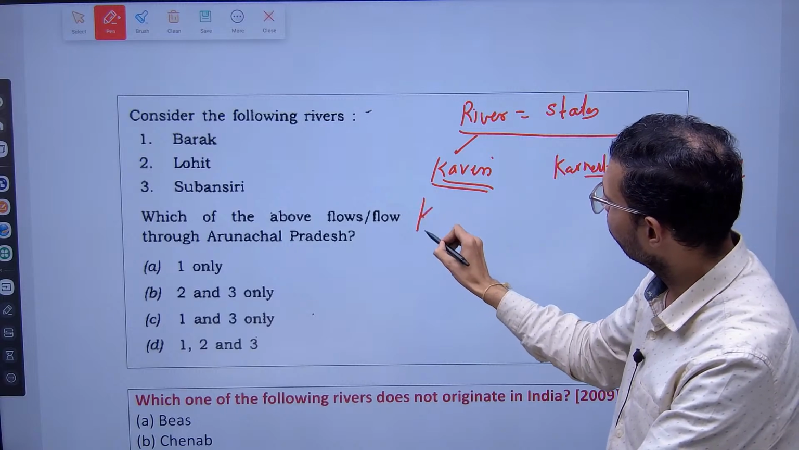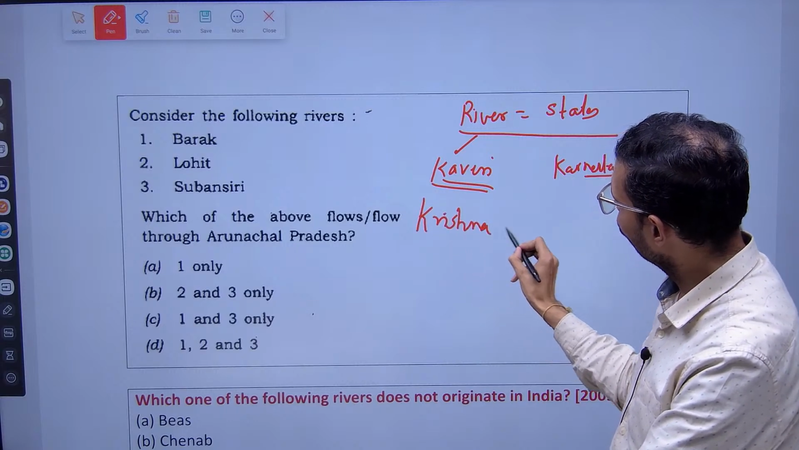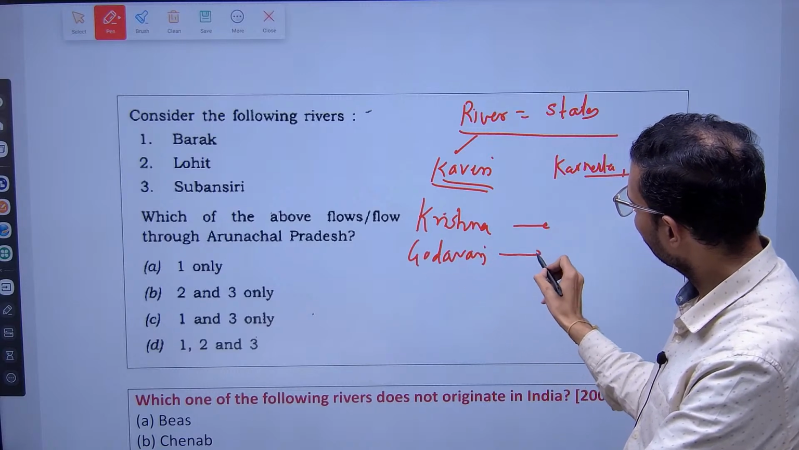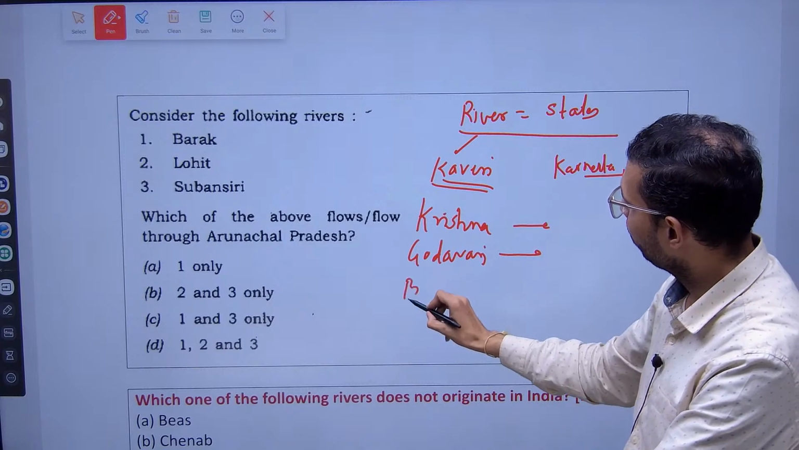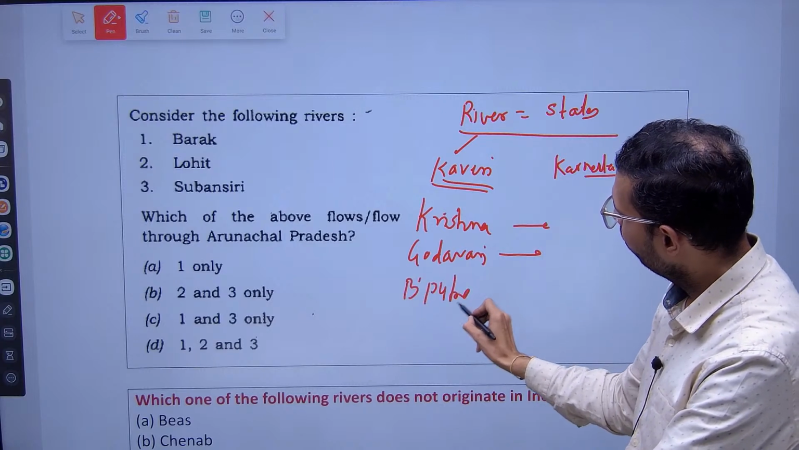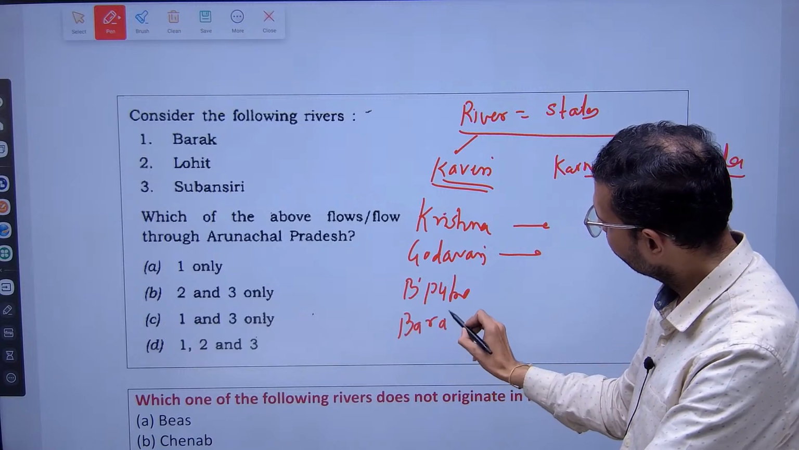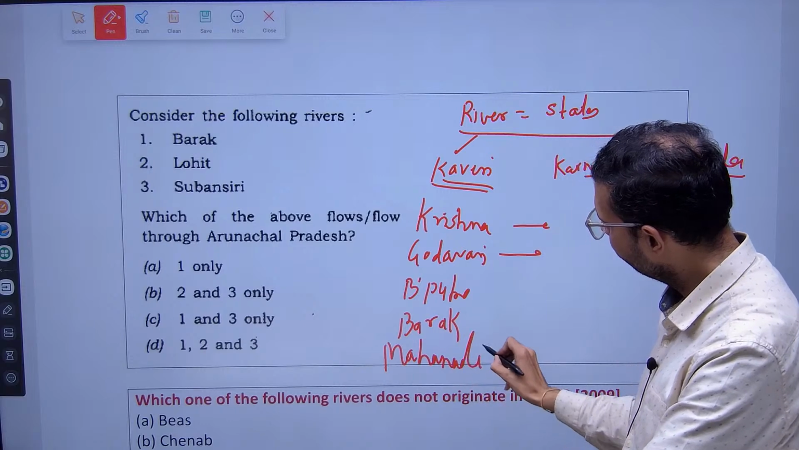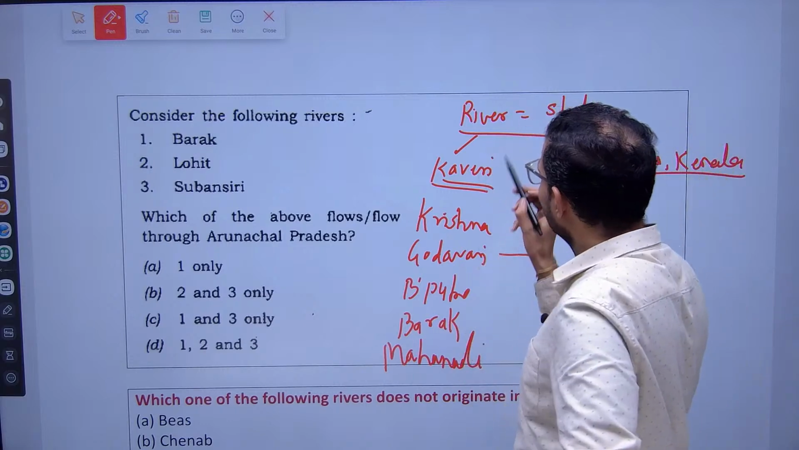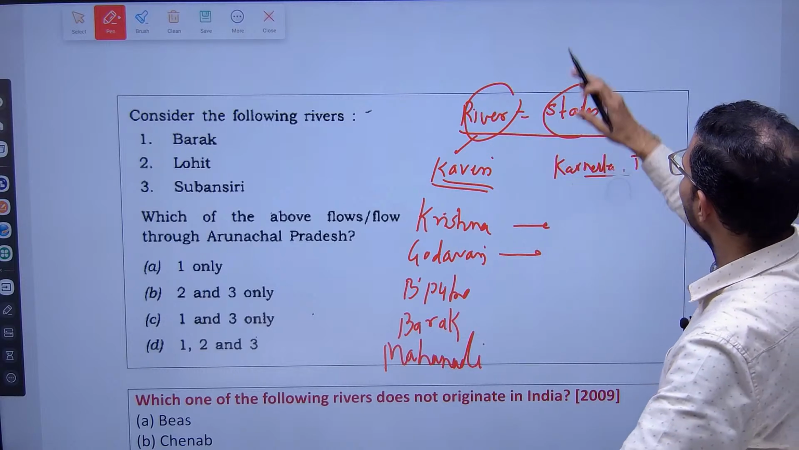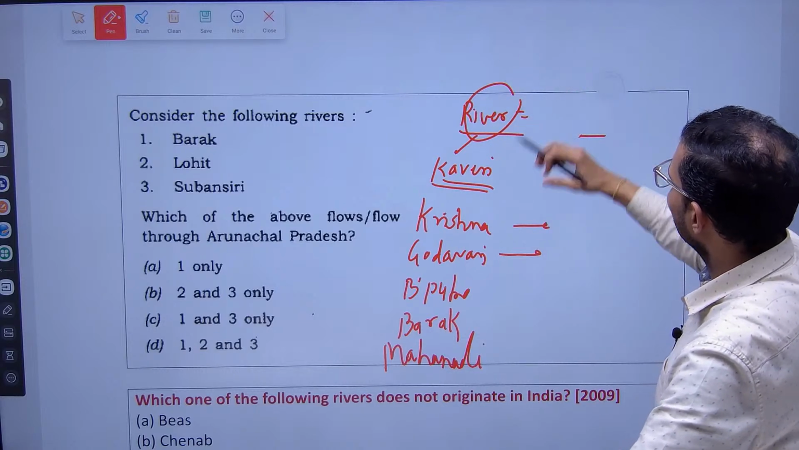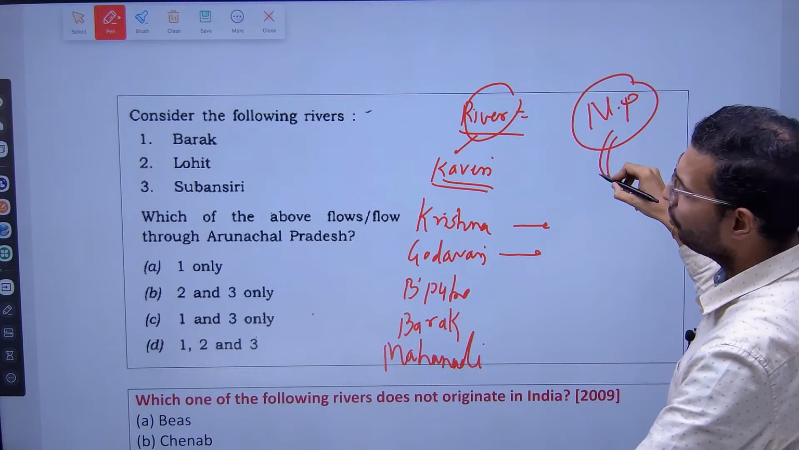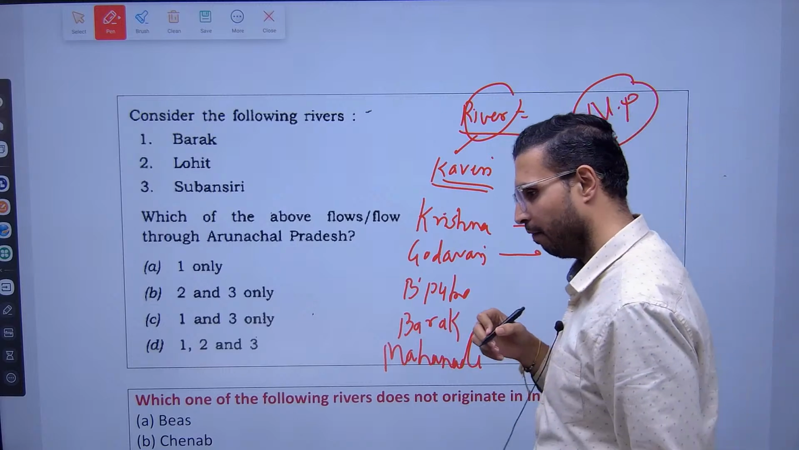Same goes with the Krishna. The Krishna river flows through which states? Then Godavari. Again the Brahmaputra, Barak river, Mahanadi. Or beyond rivers and states, they might be asking about national parks. UPSC has asked the question: which river flows through which national park?